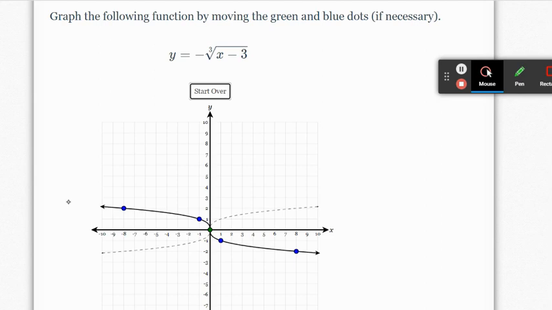Then I take care of my horizontal translation, right 3 spaces. And that would be the correct shifted version. This function is the negative cube root of x minus 3 graph.